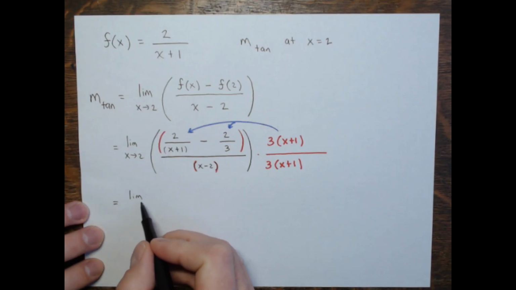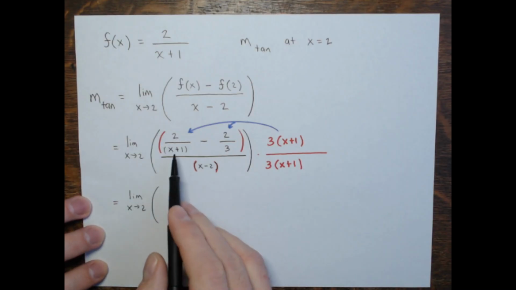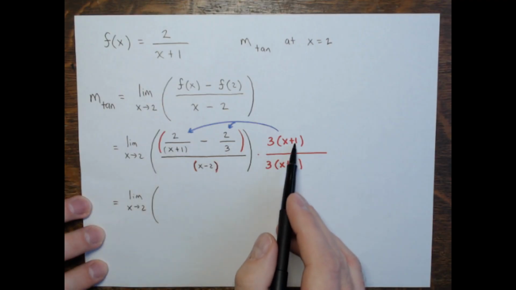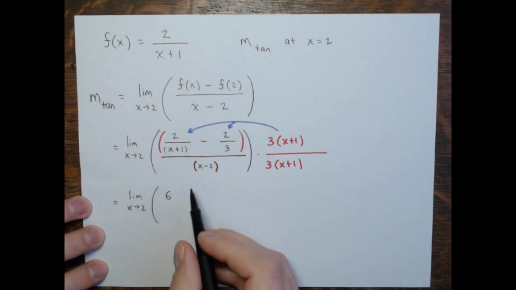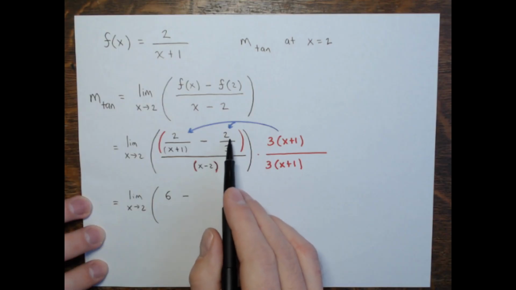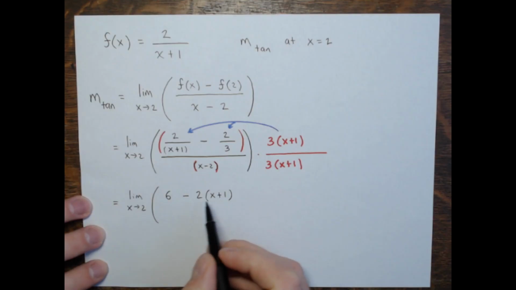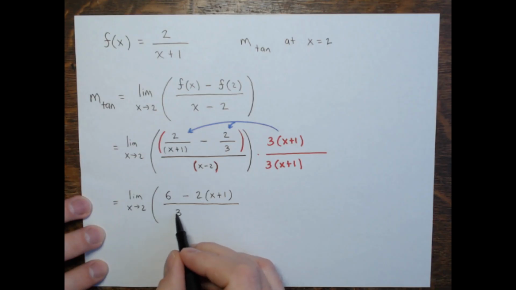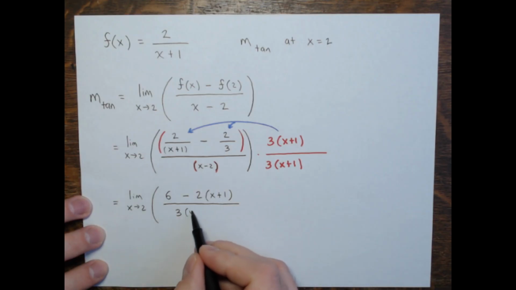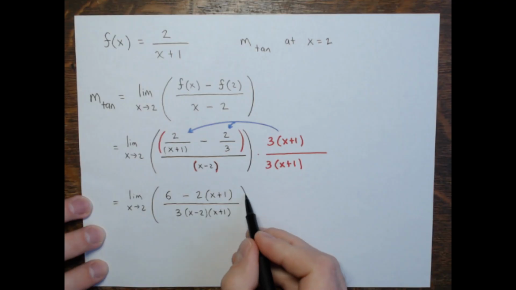So we have the limit as x approaches 2. Now the first fraction here, the x plus 1s would go away, so I'd have 2 times 3 left. That would just be 6. Then minus, and the second fraction multiplied by this, the 3's would cancel, and I'd be left with 2 in the quantity x plus 1. That's all in the numerator, and then the denominator has these factors: 3 times x minus 2 times x plus 1, and nothing canceling down there.